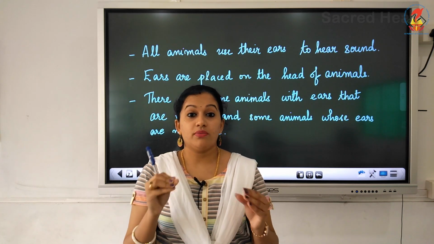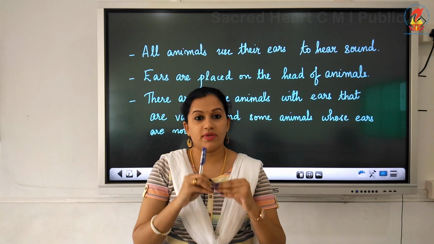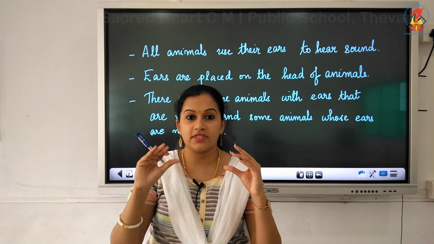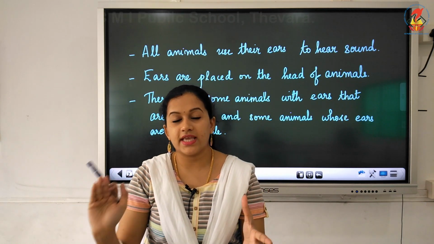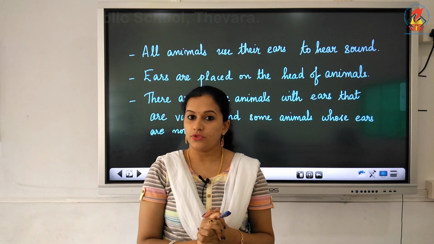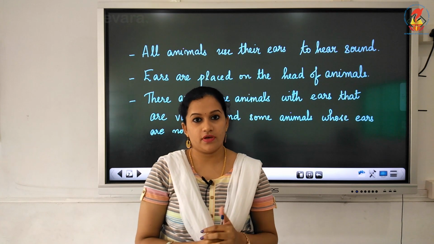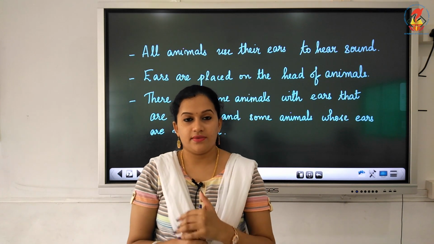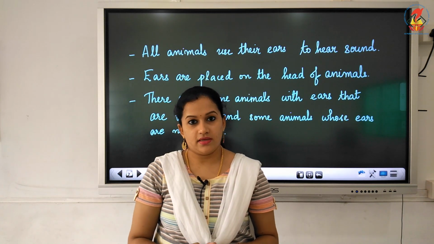So you must be knowing the names of different animals, isn't it? You must have seen different animals. Do all of them have the same kind of ear? No, isn't it? All of them have different kinds of ears. Some of the animals' ears you can see. In some other animals you cannot see their ears.